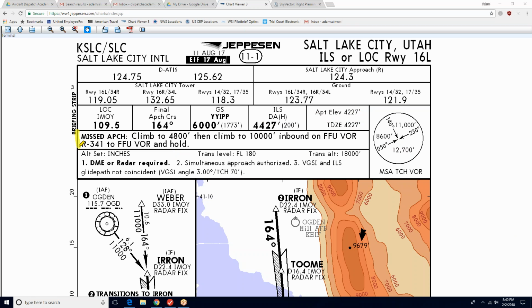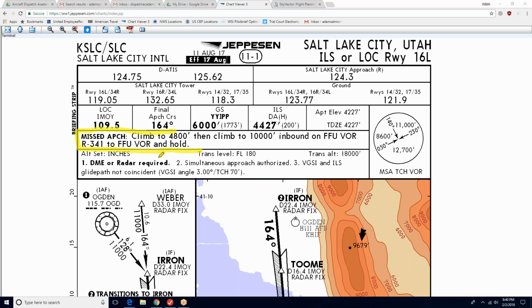This box right here is the missed approach procedure. If you get down to that 200 feet and you do not see the runway, this is what you're supposed to do. You are then supposed to climb to 4,800 feet, then climb to 10,000 feet. And then it says inbound on the FFU, the Fairfield VOR radial 341. So we can take a look at that down here.